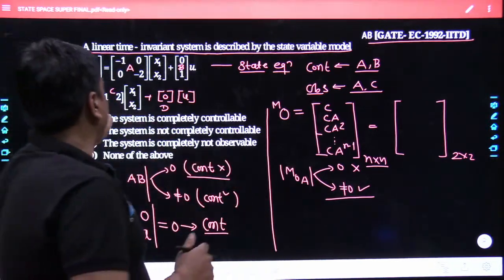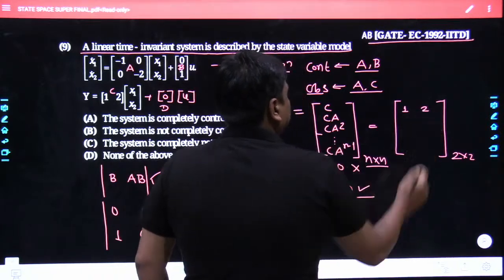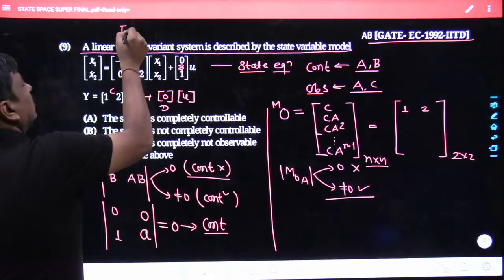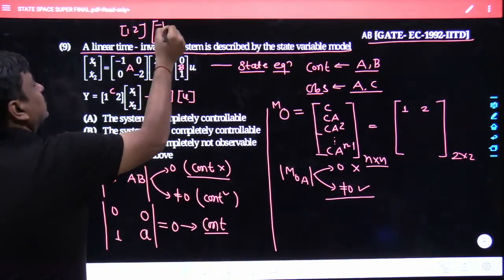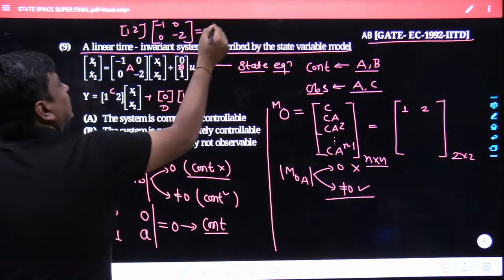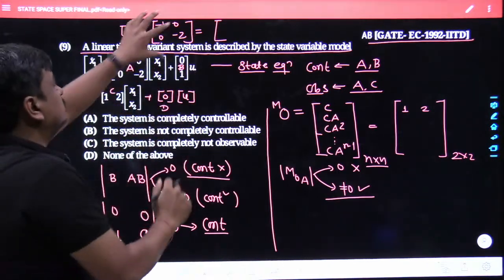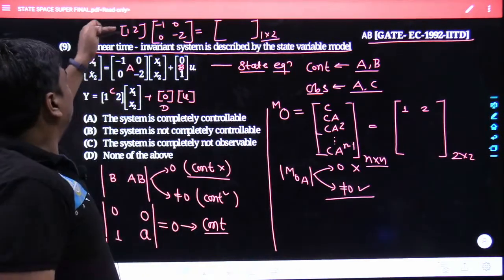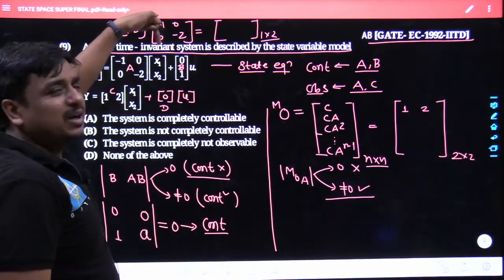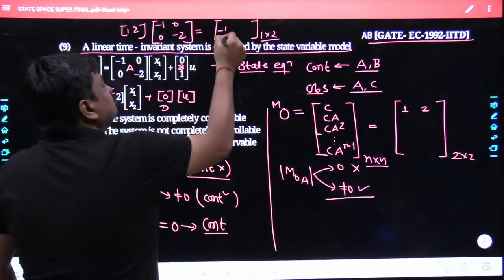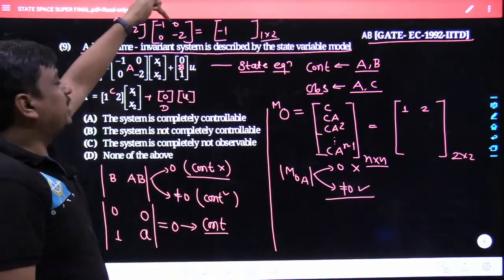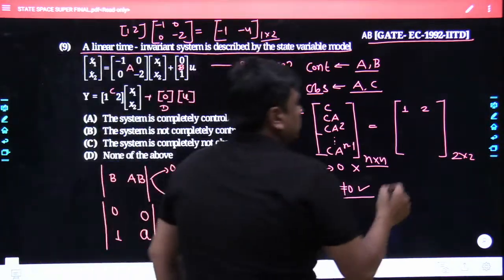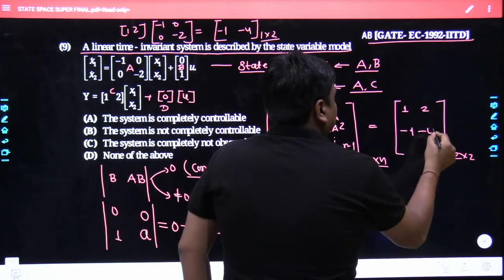So tell me what's going to be C over here? C is going to be 1 and 2. What's going to be CA? 1, 2 has to get multiplied with minus 1, 0, 0, minus 2. Their multiplication would be of order 1 row, 2 columns. So 1 gets multiplied with minus 1, it would become minus 1. 2 gets multiplied with 0, that would remain 0. Similarly, 1 gets multiplied with 0, that would remain 0. 2 gets multiplied with minus 2, that would become minus 4. So here goes minus 1, minus 4.